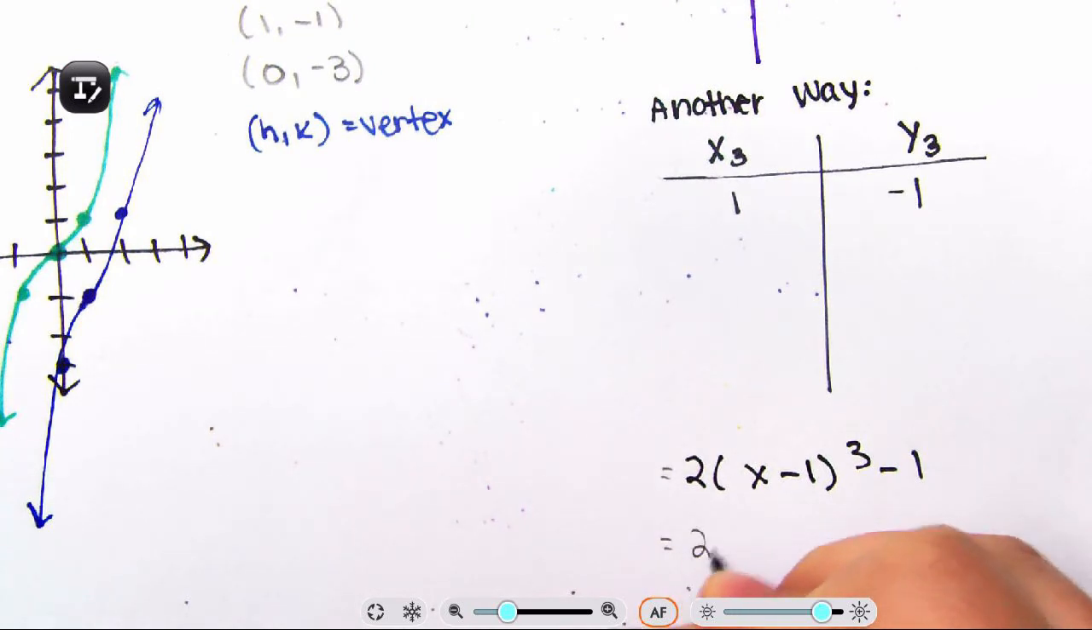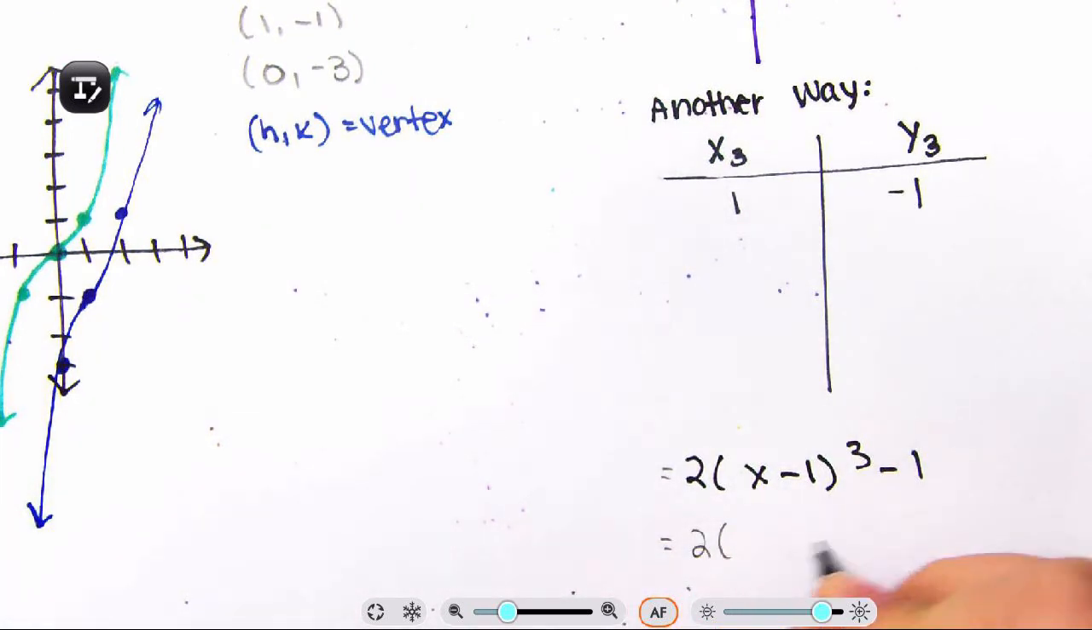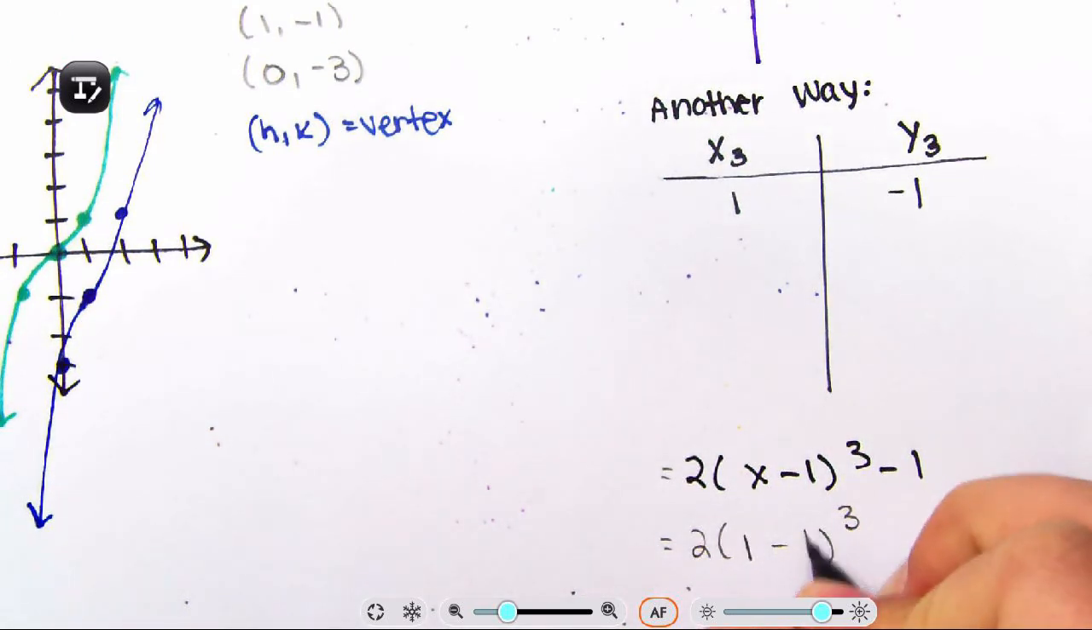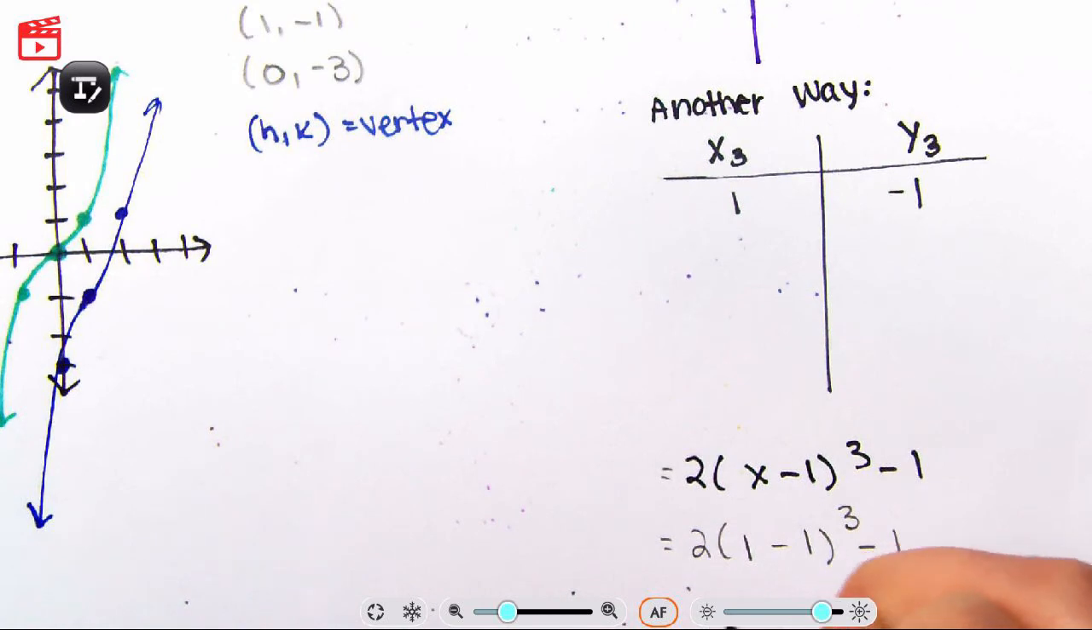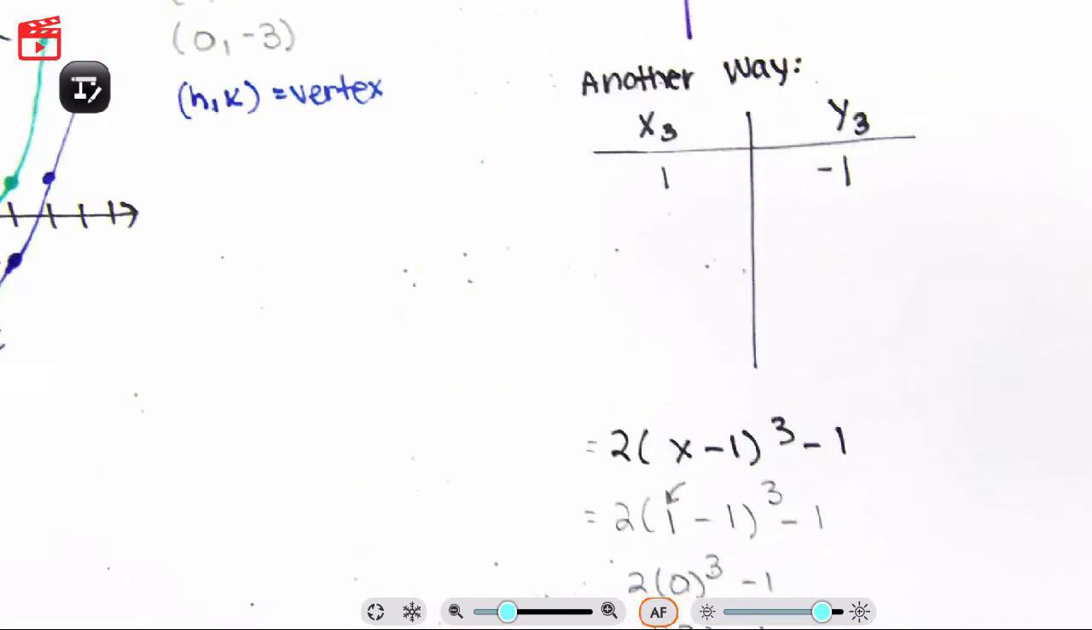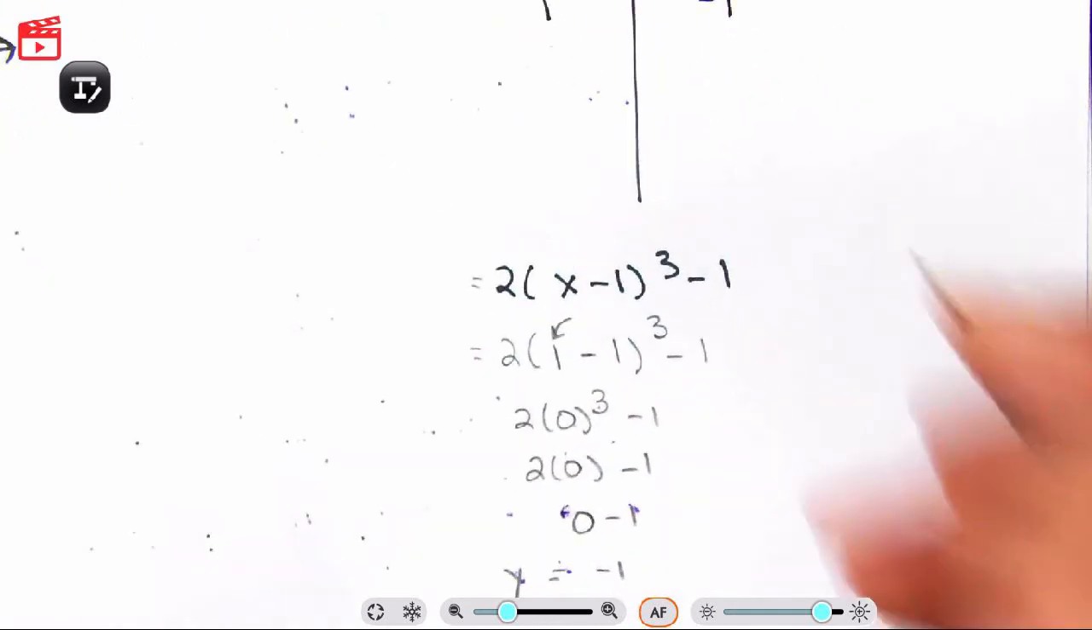So I'm choosing what's pretty to make my inside bubble simple to solve. And I said, if I plug in 1, I know that 1 minus 1 is 0. 0 cubed is 0. 2 times 0 is 0. 0 minus 1 is negative 1. So when my input is 1, my output is negative 1. So there's my point, 1, negative 1. So we're going to do that a few more times.